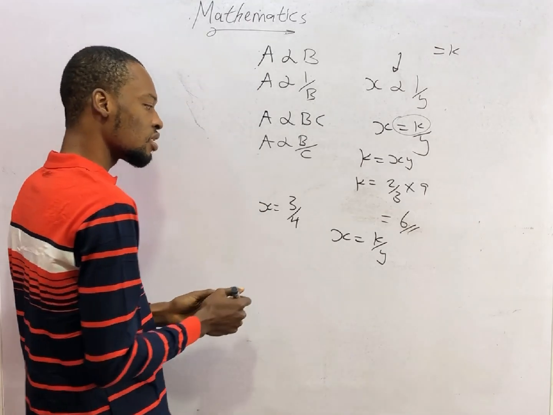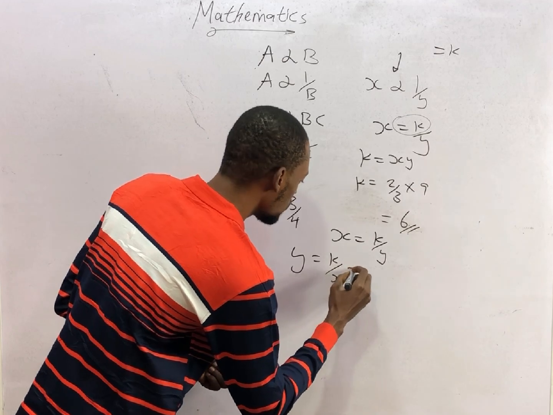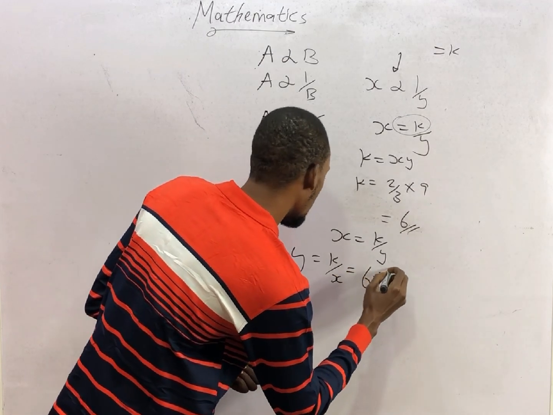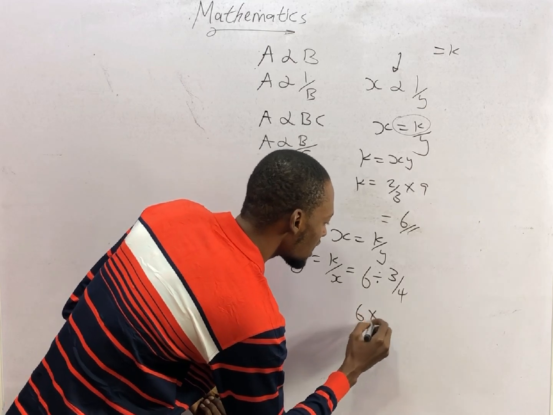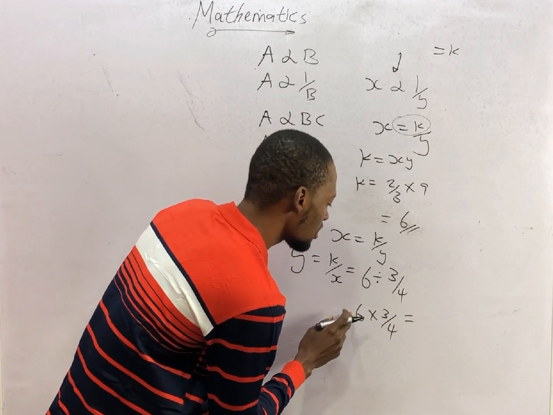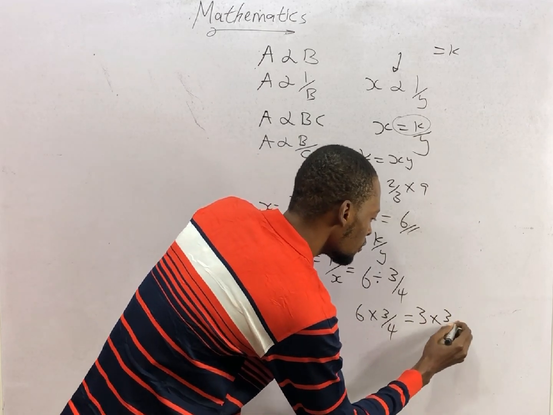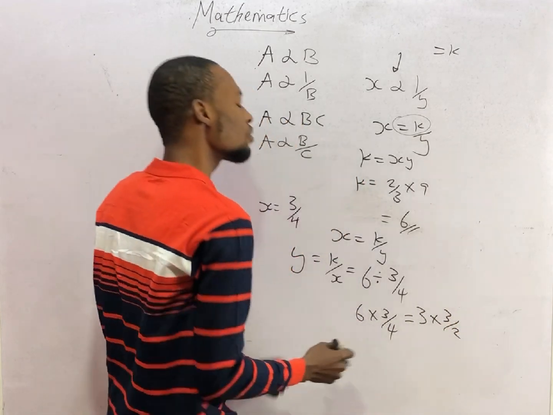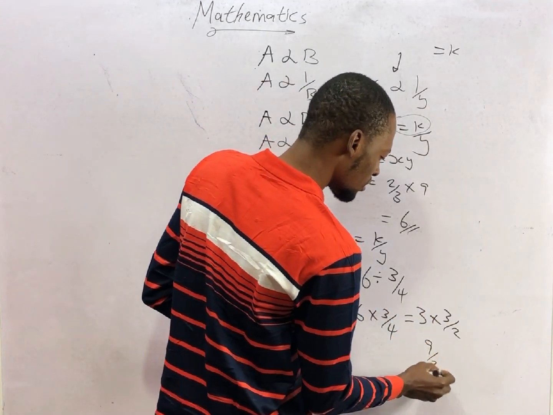Now s is known. y will simply be k over s, which is 6 divided by 3 over 4. That will simply be 6 times 4 over 3. This will simply be 6 divided by 3 is 2, times 4 is 8. So that will simply give you 8.